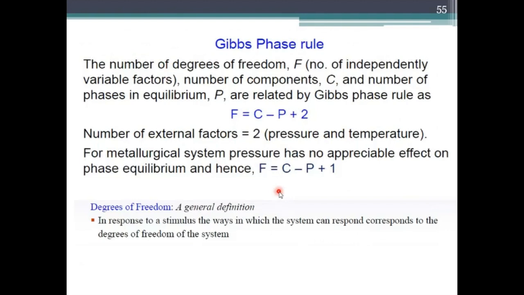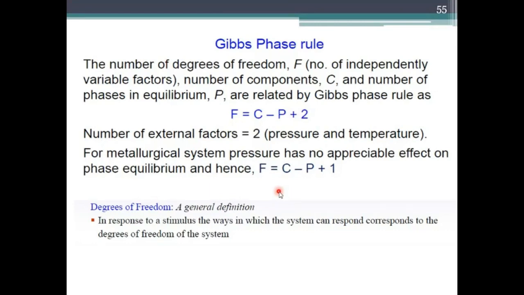Next is the phase rule. As I already told you, the number of degrees of freedom will be F, the number of components will be C, and the number of phases will be P. They are closely related with each other. So the number of degrees of freedom is equal to C minus P plus 2. The number of external forces is 2.